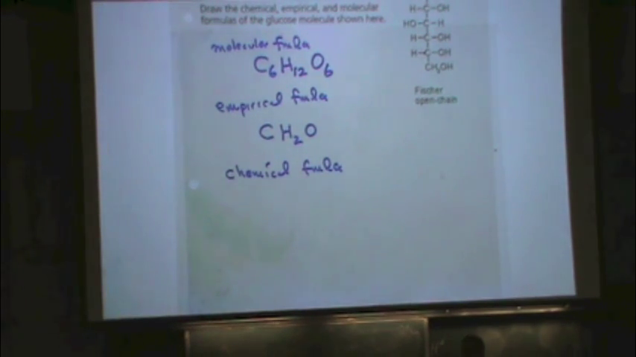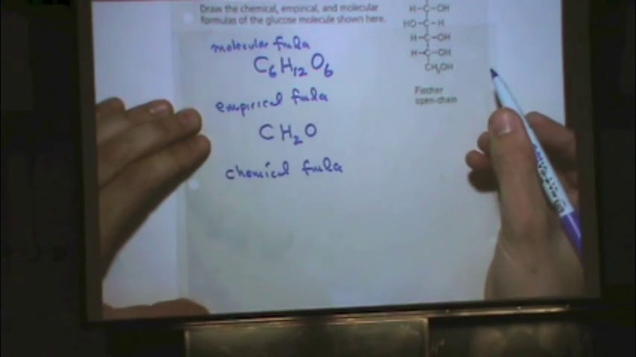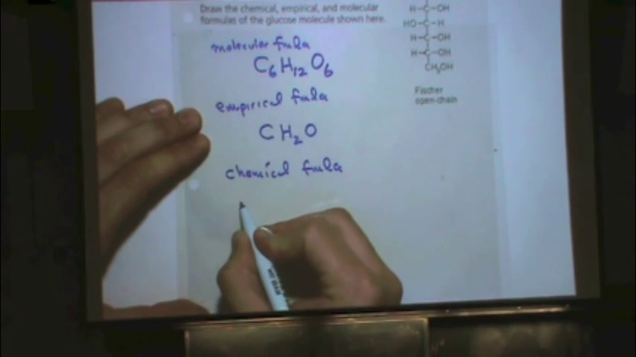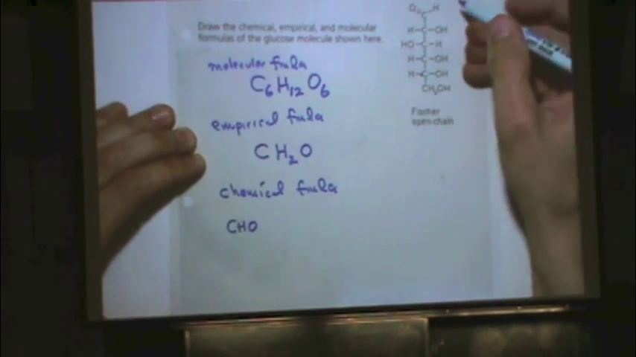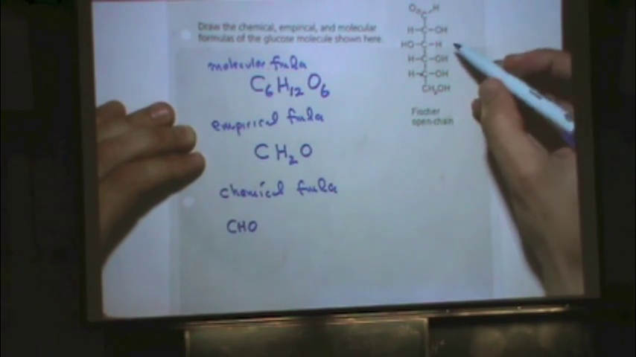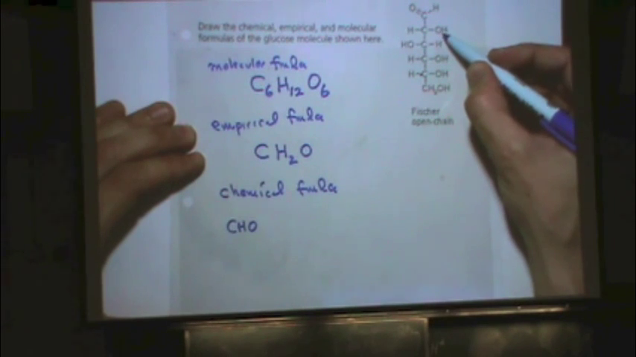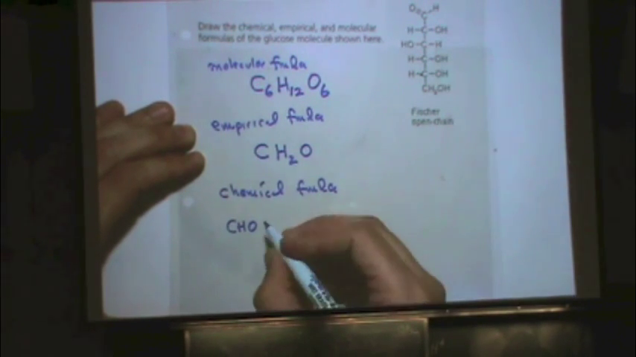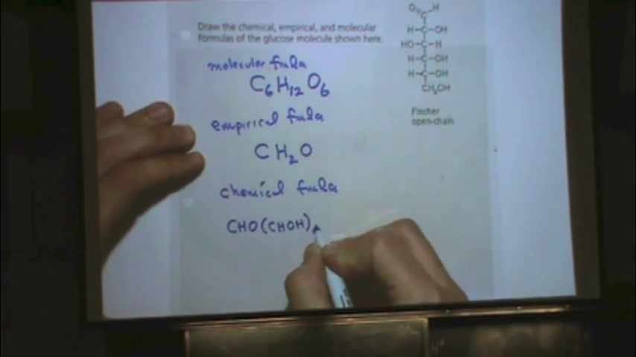Okay, for the chemical formula, a number of answers could be viable. The chemical formula basically shows some chemistry of it, or how the connectivity works. So there's a number of ways you could do it. I'll just show you one example way. Let's just start at the top. There's a CHO group, CHO at the top. And then notice the next 4 are a carbon with 1 hydrogen and 1 OH. That's the next 4. So we've got a CHOH for the next 4.